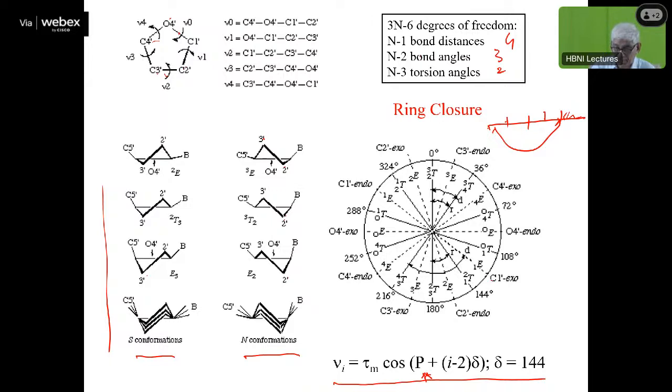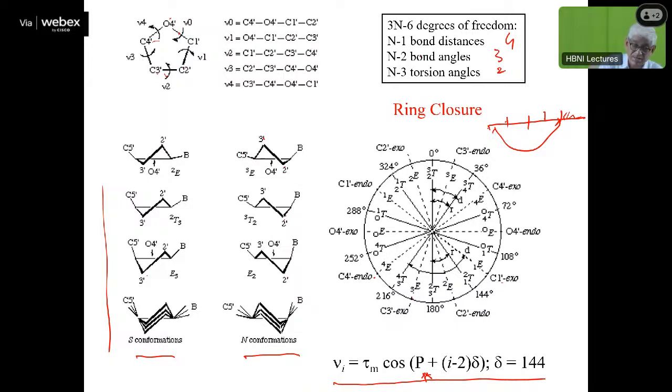And those are represented by this particular nomenclature: C3 prime endo, C4 prime exo, O4 prime endo, C1 prime exo, C2 prime endo, C3 prime exo, C4 prime endo, O4 prime exo, C1 prime endo, C2 prime exo, and so on and so forth. And endo and exo means, as I already have explained to you, endo means the particular atom is towards the 5 prime atom, because remember, the 5 prime atom is outside the ring.